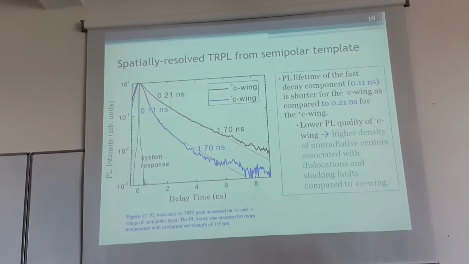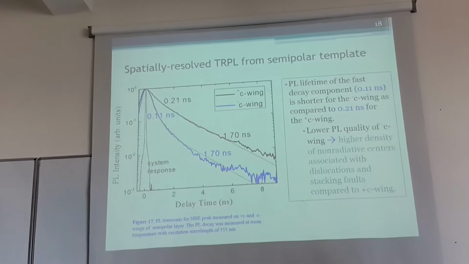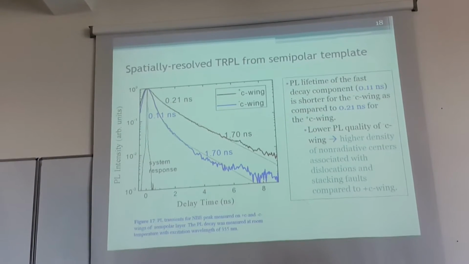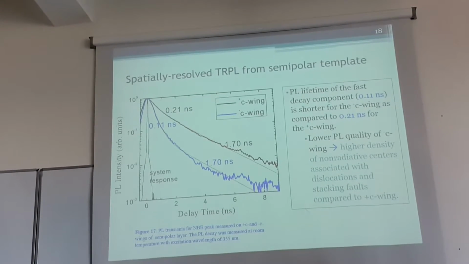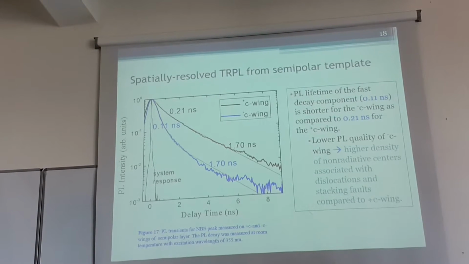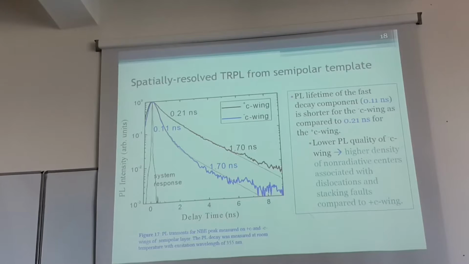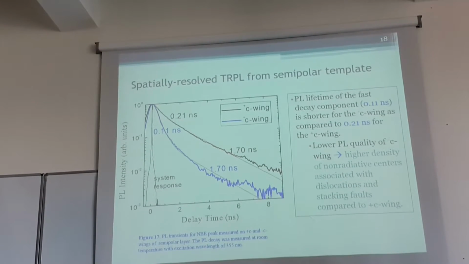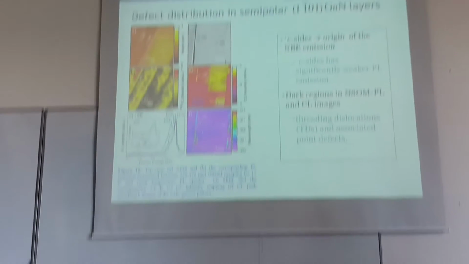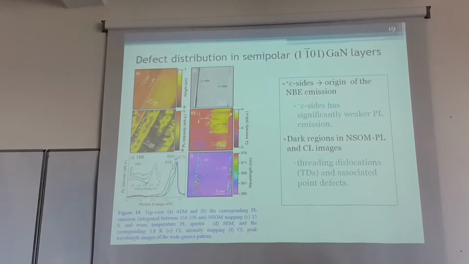And we found that, from the initial decay time of the transients, this C plus side has a longer decay time compared to the C minus side. This is an indication of higher quality of the C plus sides, and we have further investigated those using near-field scanning optical microscopy, and also using cathodoluminescence measurements.